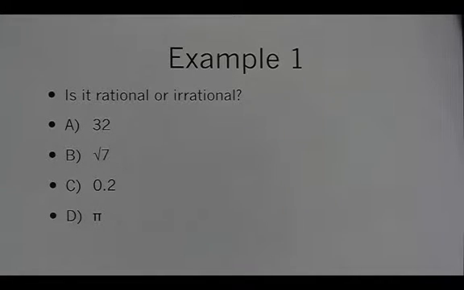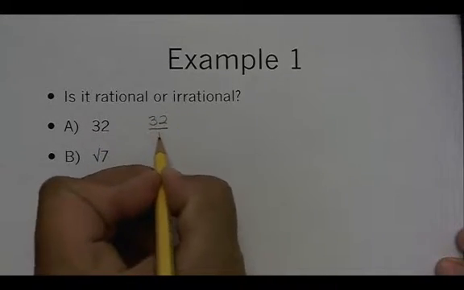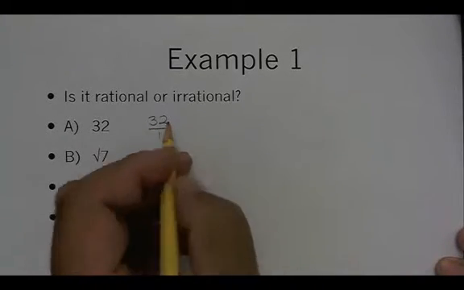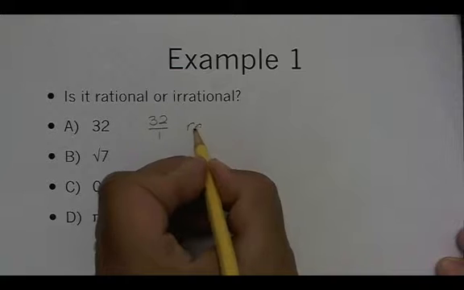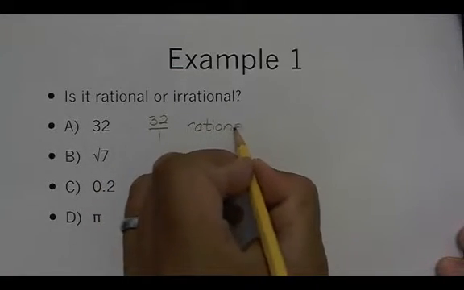Example 1 for is it a rational number or an irrational number? So if we look at problem A, the number 32, the definition for a rational number is can we write it as a fraction? And of course for 32, you can write it as 32 over 1. Alright, so 32 over 1 can be written as a fraction, so 32 is a rational number.